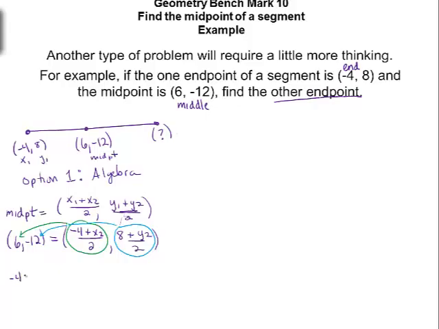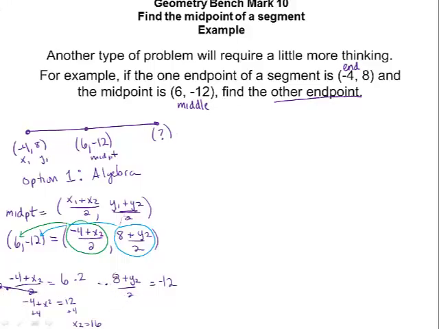So we say -4 plus x2 divided by 2 is equal to 6. And we say 8 plus y2 divided by 2 is equal to -12. And then we have to solve each of those separately. So I'm going to multiply both sides by 2, and I get -4 plus x2 is equal to 12. And then you add 4 to both sides, and you get that x2 is equal to 16. Does that make sense? Why I multiply by 2 is to cancel this.